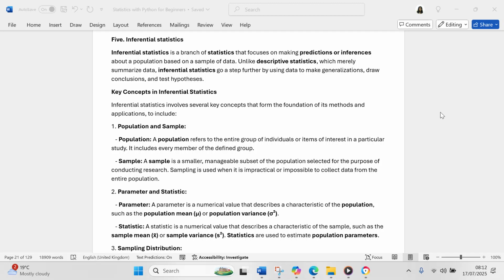Inferential statistics involves several key concepts that form the foundation of its methods and applications, to include number one, population and sample. A population refers to the group of individuals or items of interest in a particular study and includes every member of the defined group. A sample is a smaller, manageable subset of the population selected for the purpose of conducting research. Sampling is used when it is impractical or impossible to collect data from the entire population.